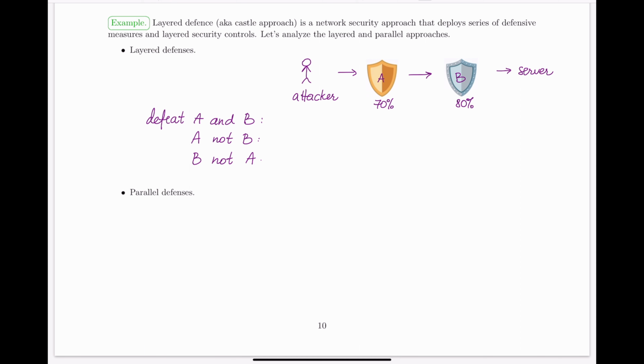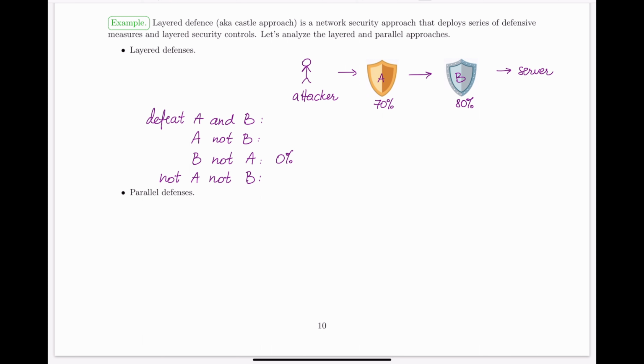The attacker can defeat B, but not A. Well, that is essentially useless, because if he can defeat this layer, but not this layer, he's never going to actually get to B in order to defeat it. Okay, so this right away is going to be 0% possibility. And the final option is he's not going to be able to defeat A, and he's not going to be able to defeat B. I'm going to at least figure out what the actual percentages that correspond to these situations are.